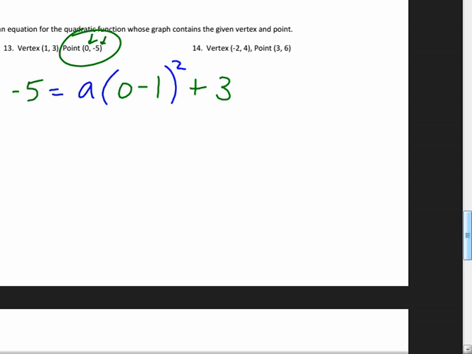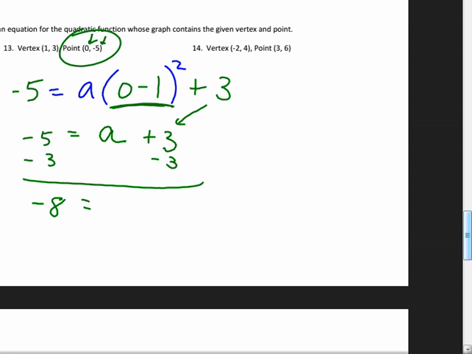Okay? So 0 minus 1 is negative 1. Negative 1 squared is 1. So I have negative 5 equals 1a, which is just a, plus 3. And if you can't solve that, we've got to move you back a grade. There we go. A is negative 8. Now, that's not the final answer. That's the hard part. The final answer is easy now.